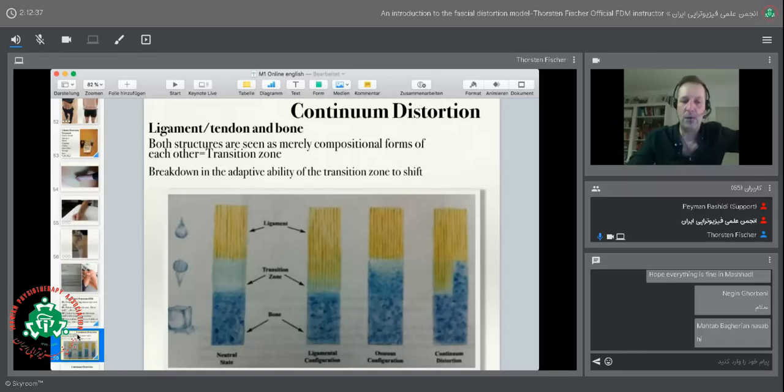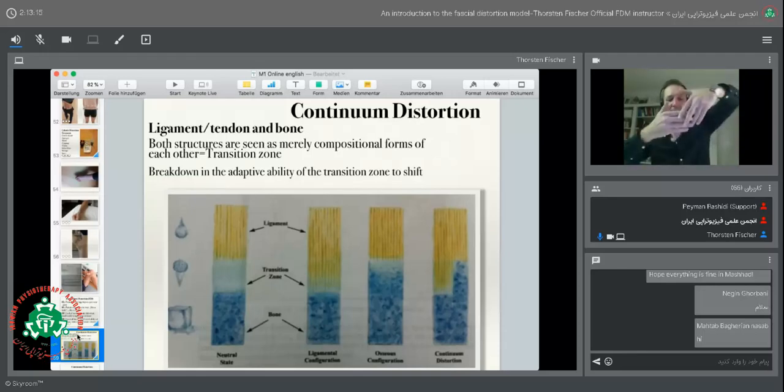And Dr. Typaldos described ligament or tendon as water and the transition zone between as slush, so a mixture of water and ice, and bone itself is ice. So if you have a one directional force, this is more in the osseous configuration. So it needs to hold, it needs to give stability. But if you have another force to another side on the transition zone between ligament and bone or tendon and bone, then you need flexibility. So he said it must be more in the ligamental configuration.